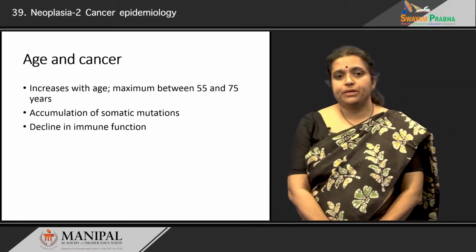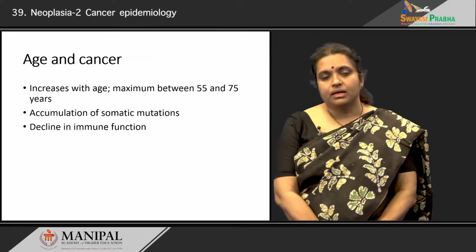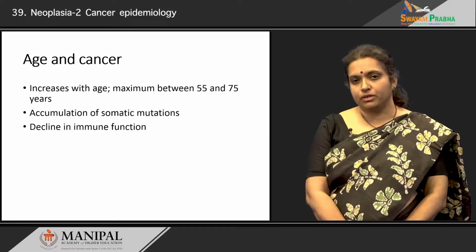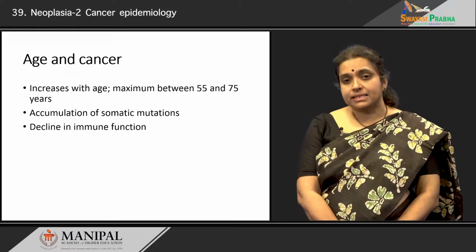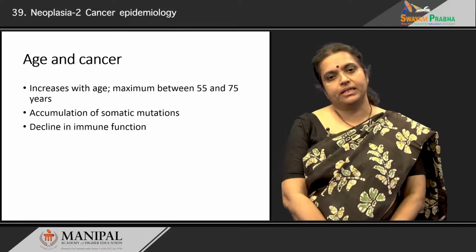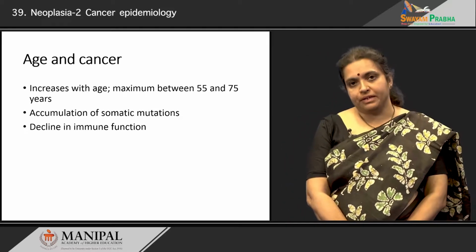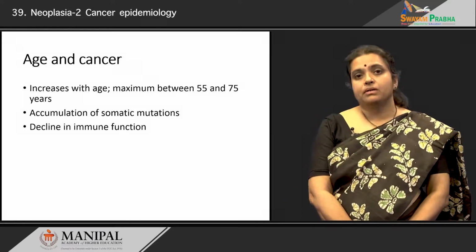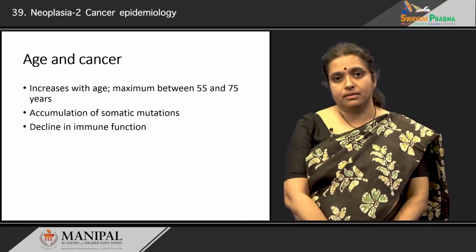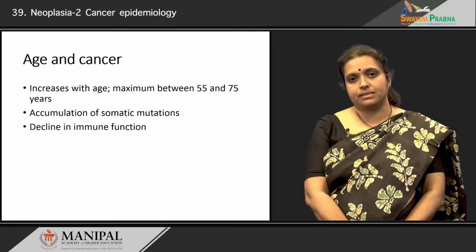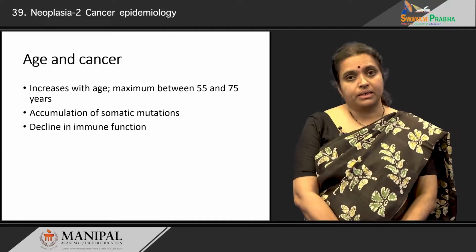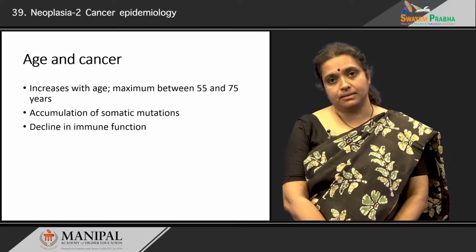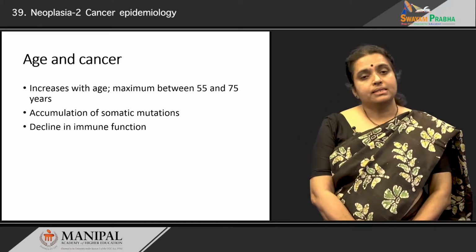What is the relationship between age and cancer? Now, cancer in general is a disease of increasing age. So, the maximum number of cancers occur between the age group of 55 and 75. This does not mean that children do not suffer from cancer. Cancers are also known to occur in children. There are certain types of cancers that occur in children, but they are far less common when compared to cancers that occur in adults.